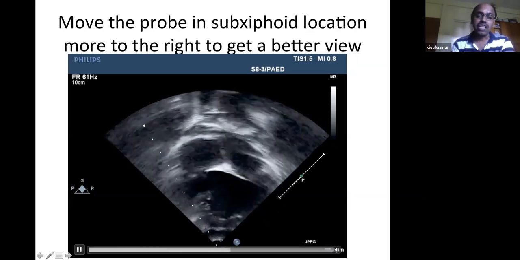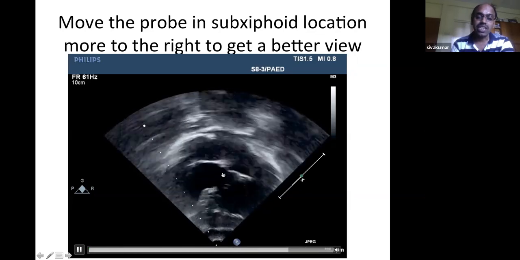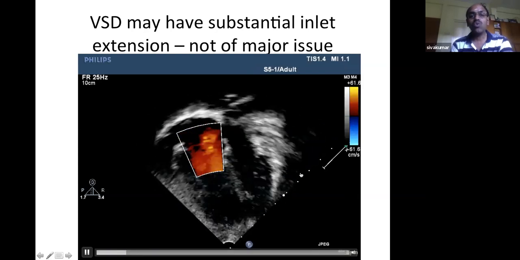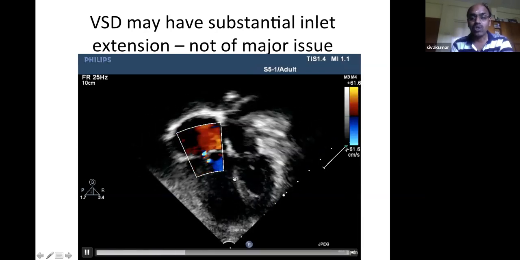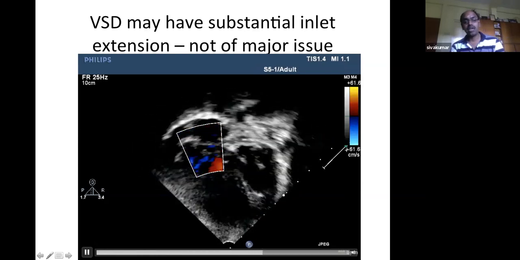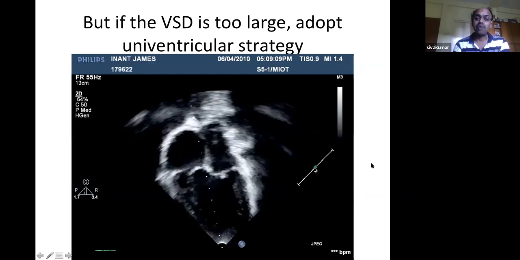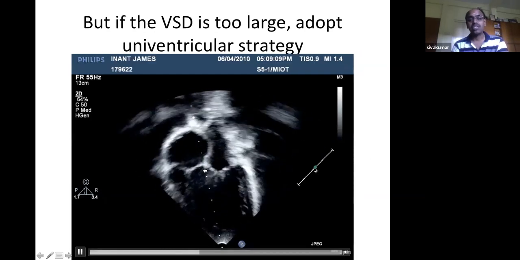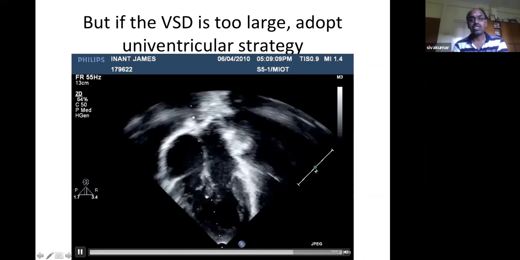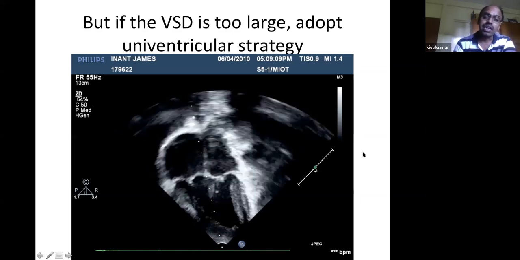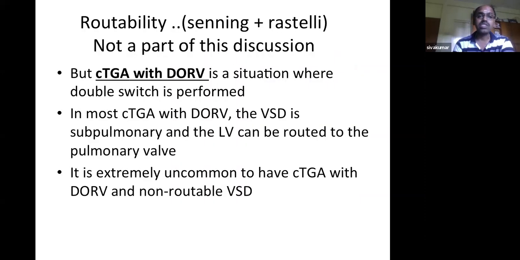Another thing that we have to see in the VSDs is how much the inlet extension is, and whether the inlet extension is quite extensive. If there is too extensive an inlet extension, almost to the point that in certain planes, I'll freeze the plane, it's an extremely large inlet extension. In such cases, some of the decisions may be to go in for a univentricular repair. This is a much more extensive and very large inlet extension, and in some of these cases it will be better to go for a univentricular strategy.